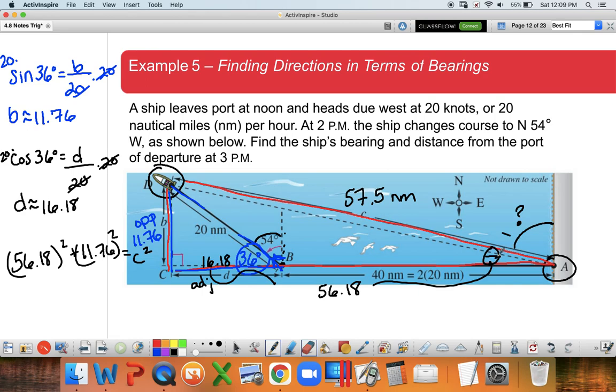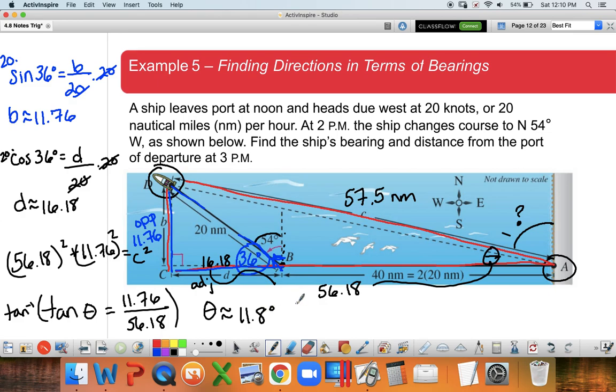Now I want to figure out what this angle is here so that I can subtract from 90 to get the distance from north. So let's go ahead and use tangent, but again, there are so many different ways to do this. Tangent of that angle is equal to the opposite side, 11.76, over my adjacent side, 56.18. I've got to take my inverse function. I'm going to wrap that around there. So I get theta is approximately, let's round to one decimal place, just like we did last time, 11.8 degrees.